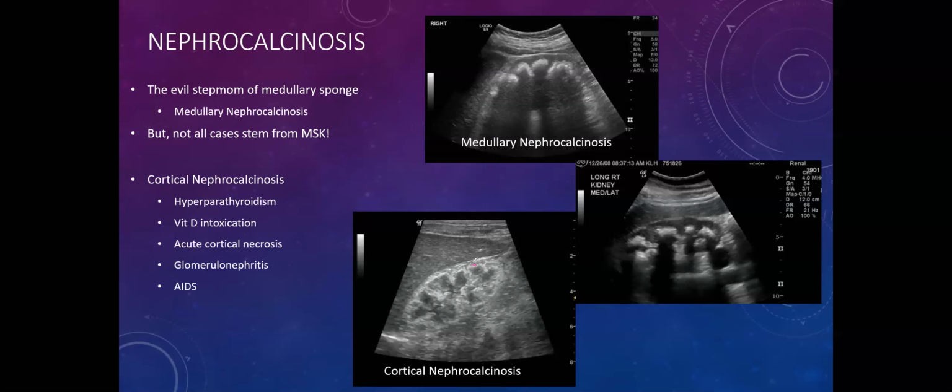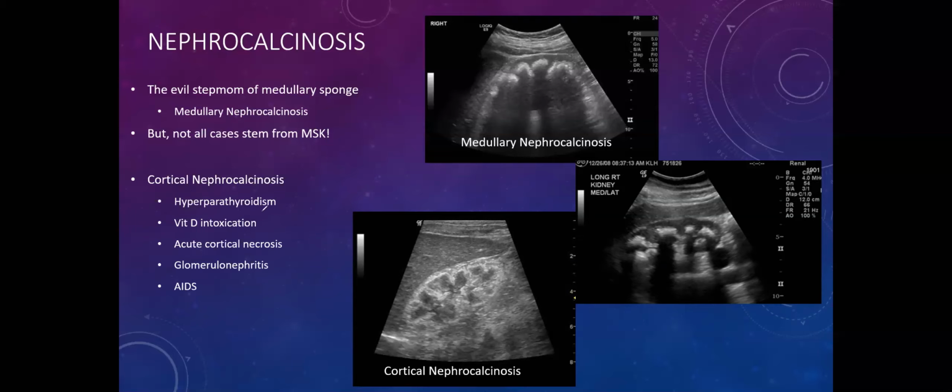So, cortical nephrocalcinosis. We don't see this too often. Actually, I don't see nephrocalcinosis period very often. I see medullary sponge kidney a lot. I don't see either of these or any three of these. This is a cortical version of nephrocalcinosis, not at all related to sponge kidney, because it's in the cortex. These are sponge kidneys down here that became calcified, so they became nephrocalcinosis.